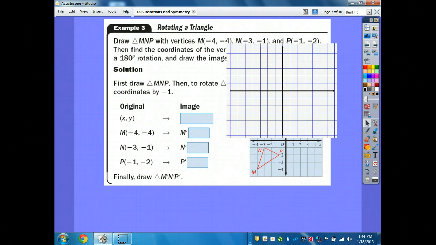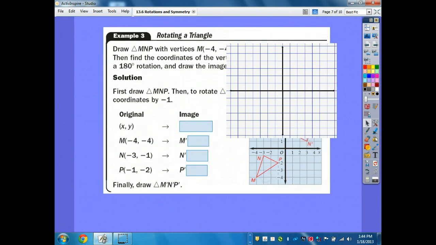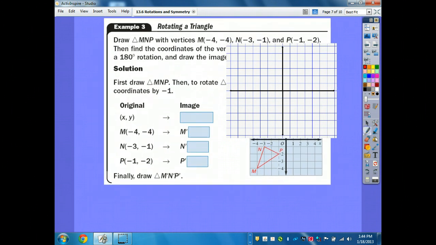What quadrant is your original in? Quadrant 3. Now since it's 180, I know that when I'm done, my rotation better end up in what quadrant? Quadrant 1, the opposite. So now we got our original on there. Everybody's matched mine? Everybody got their original down there in quadrant 3?